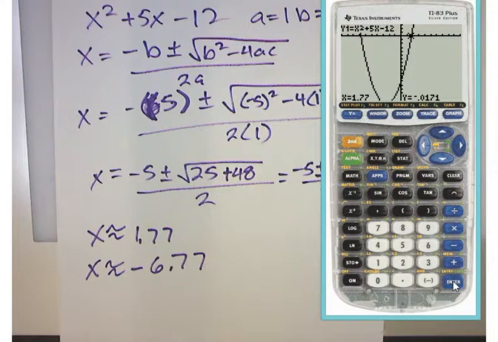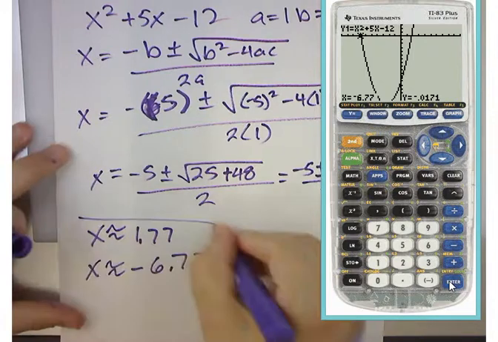Yeah. So now if I plug in negative 6.77, again I'm pretty close to 0. Remember, we rounded, so these are the correct answers. Any questions?